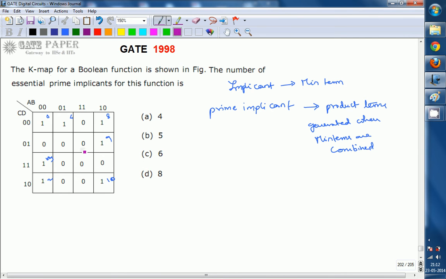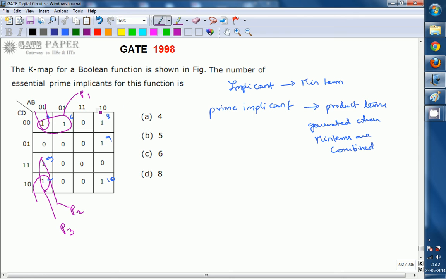Let us assume our aim is that, during minimization, all the ones must be covered. To cover the one in the zeroth minterm, you can combine it in this way, and p1 is the product term you get. Otherwise the same one can be combined in this way, by combining this one and this one, and p2 is the product term. Now to cover this one, it can only be combined in this way, so this is P3.